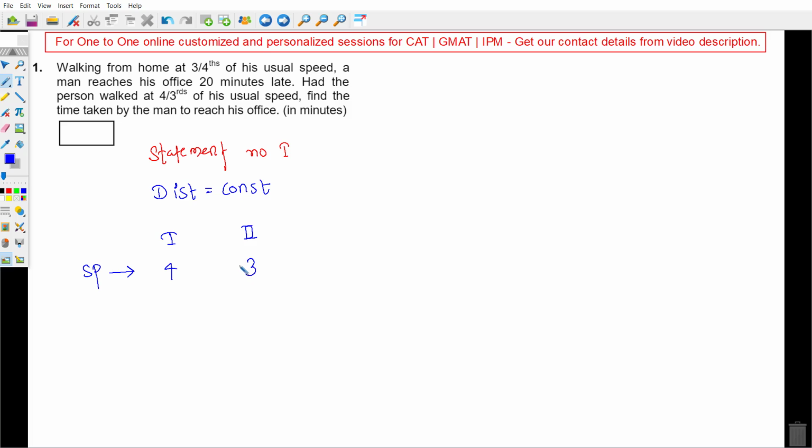3 units. We know that when distance is constant, speed is inversely proportional to time, or time is inversely proportional to speed. So the ratio of speed is 4:3, which means the ratio of time is 3:4. What does it mean? In the first case if he takes 3 units of time, in the second case he takes 4 units of time. So in the second case he takes 1 unit extra, and what does that 1 unit extra represent?